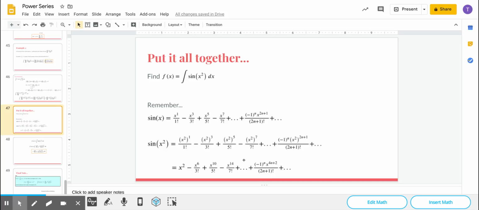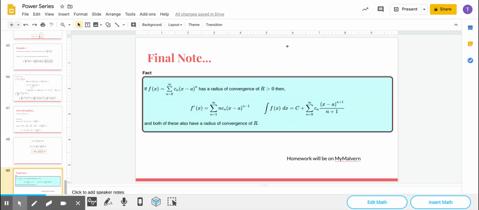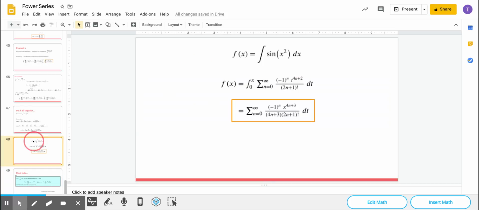So if I know that this is the power series for sine of x squared, I now know how to integrate power series. So I'm going to take this power series and integrate it. I'm going to do that using the definite integration approach, again, because I don't know the function. There isn't one. I don't know the function integral for sine of x squared, so I can't plug in an initial value. So I'm going to use the definite integration part.